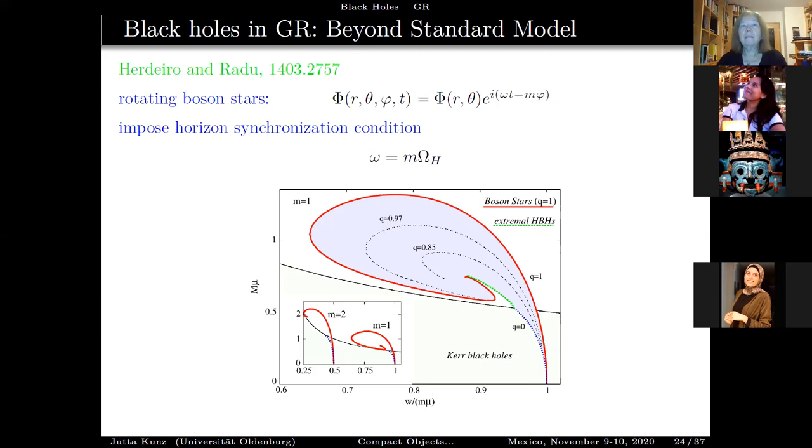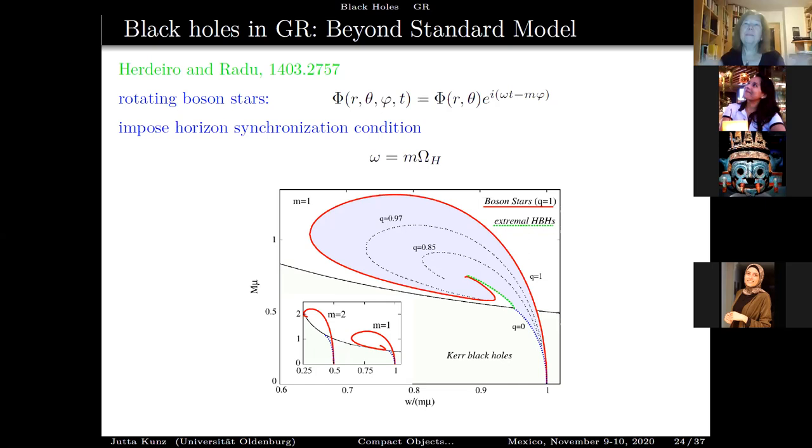So the red curve, this is the boson star, and anything in here corresponds to some hairy black hole. And the green dotted line, this corresponds to extremal hairy black holes. And down here, we range into the domain of existence of the Kerr black holes. And we see there's some overlap here. And this dotted line, this is just where the Kerr black holes will have a zero mode. So right here, we have a zero mode, which means beyond that zero mode, we can have hairy black holes.